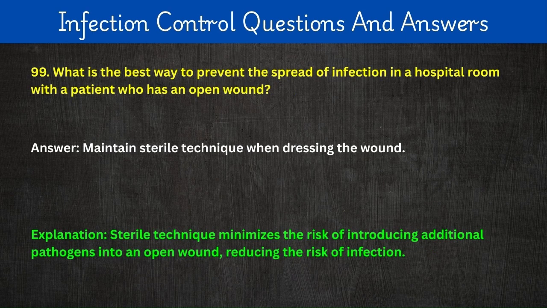99. What is the best way to prevent the spread of infection in a hospital room with a patient who has an open wound? Answer: maintain sterile technique when dressing the wound. Explanation: sterile technique minimizes the risk of introducing additional pathogens into an open wound, reducing the risk of infection.